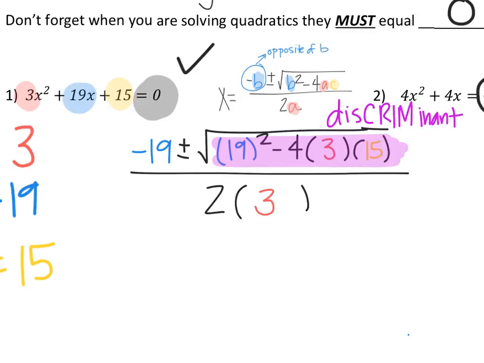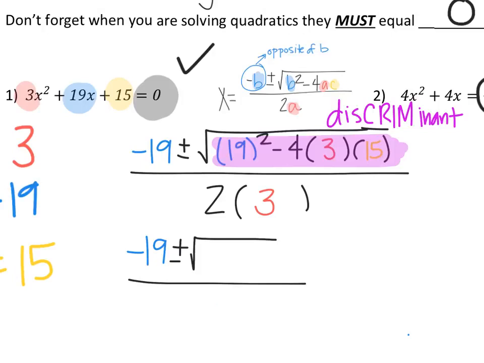So it kind of sounds like my name. So it's discriminant. This part, the discriminant in here, we're going to plug this in the calculator first. We do that part first. So I'm still going to have negative 19. I'm still going to have plus or minus the square root. I'm still going to have a fraction. I'm still going to have something in my denominator. We'll get to that in a second.